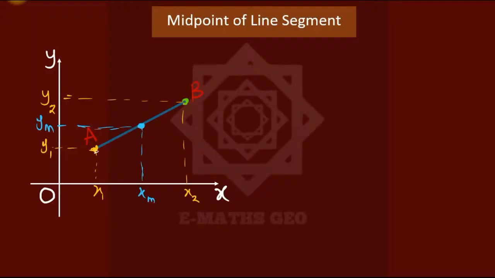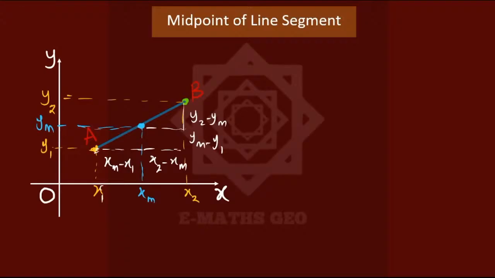From here, we see that the distance from here to here will be xm minus x1, and here the distance is x2 minus xm. The same logic for y: the distance here is y2 minus ym, and here it is ym minus y1.